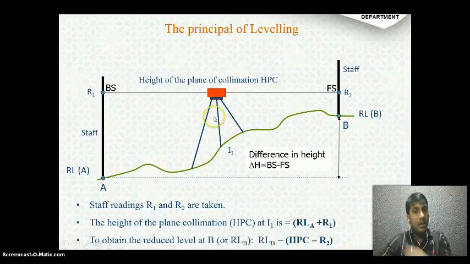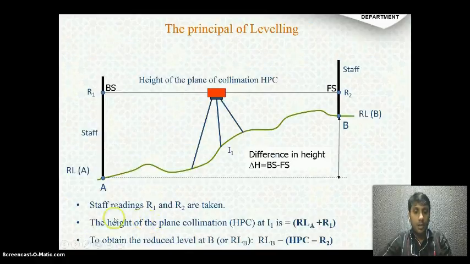You have to calculate the height of plane collimation. Height here does not mean measuring the ground level with a tape. The ground is uneven. You need to calculate the height of this line, which is known as the collimation line. So you need to calculate the height of collimation. How do you calculate it?